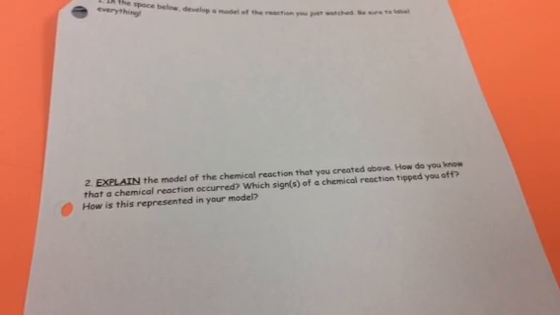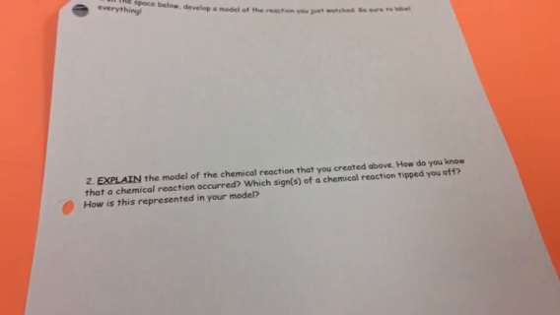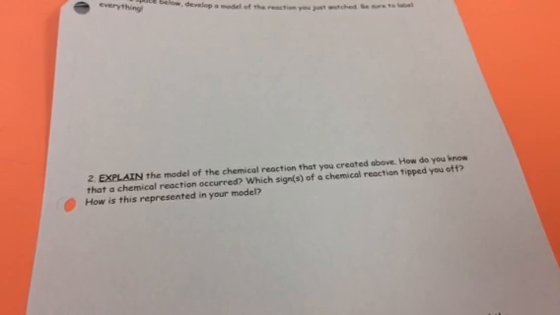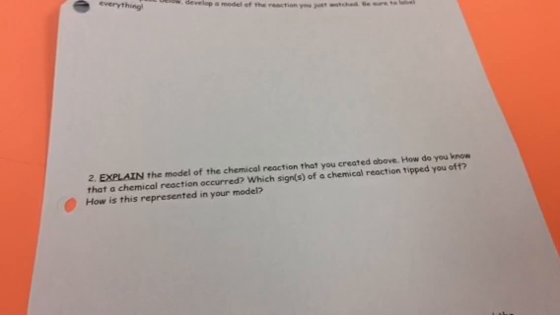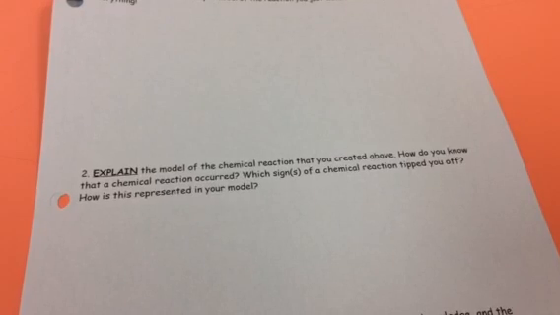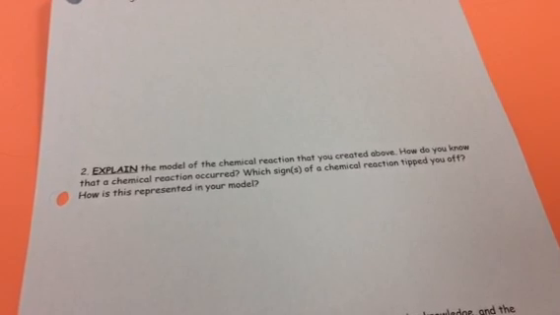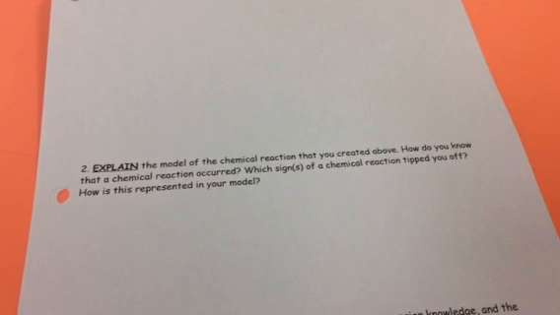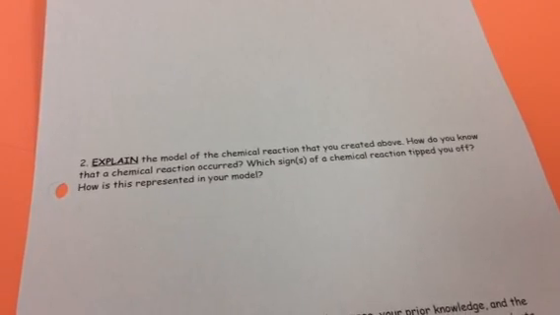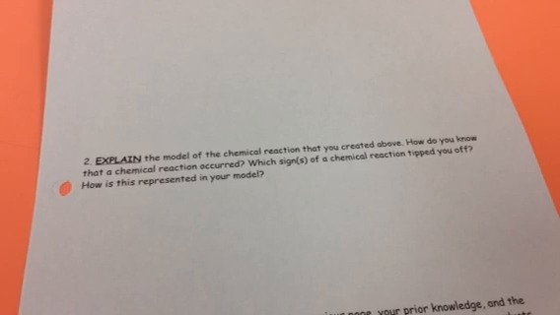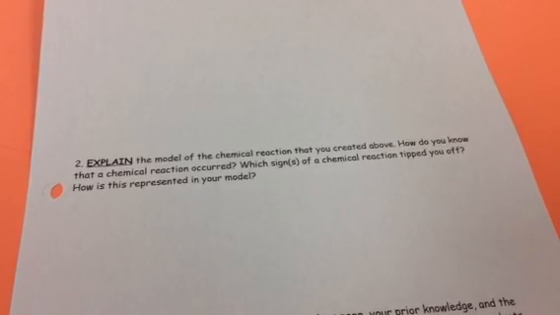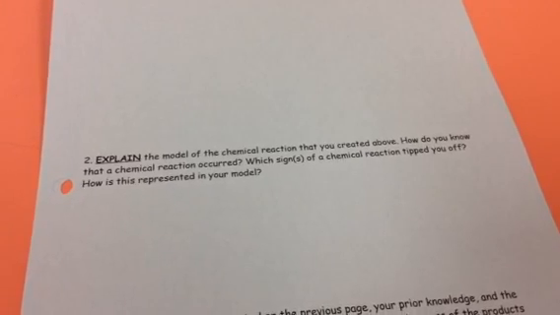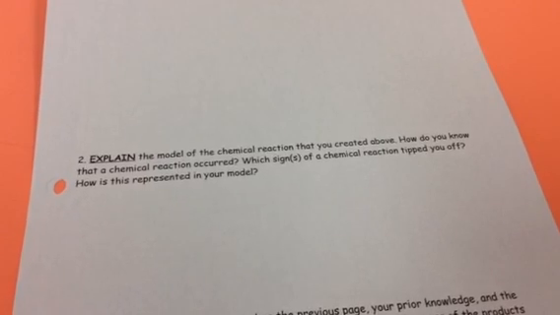All right, now you're ready to answer the rest of the proficiency questions on your assessment. Question number 2 has a couple of parts to it. It says, explain the model of the chemical reaction you completed above. That's where you're going to say, here's what we did, and you're going to explain what we did and what actually happened.